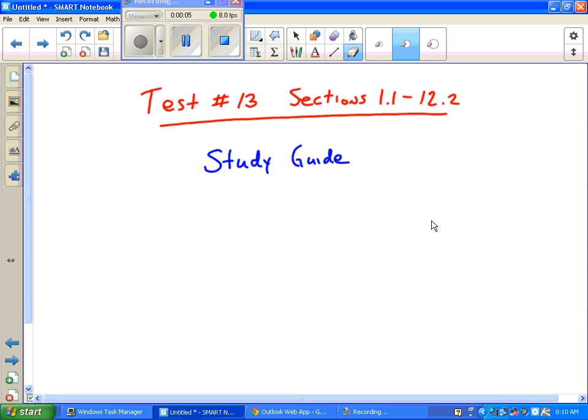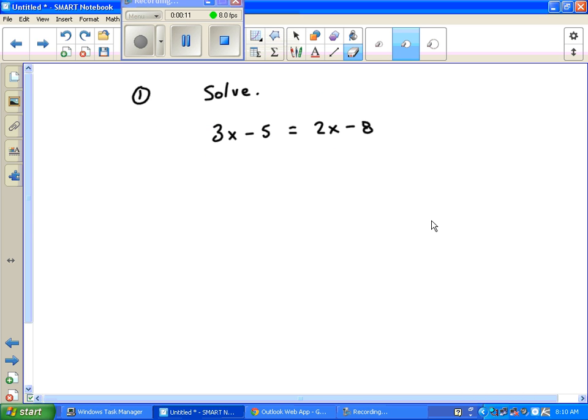Looking at test number 13, finish through section 12.2, our study guide for it. Number 1 says solve 3x minus 5 equals 2x minus 8. This is one from way back. Variables on both sides.